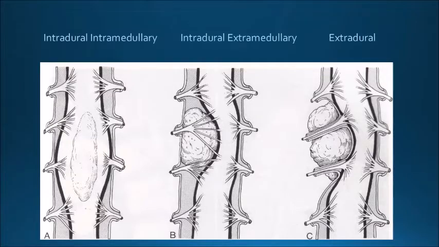So here you can see the three different types of spinal cord tumors. On the right, you can see the extradural spinal cord tumors. They actually compress the spinal cord and the dura and cause the compressive symptoms over the cord. Then we have the intradural extramedullary. It again causes compression of the cord and the nerve root. And then in the last, we have the intradural intramedullary, which actually arise within the spinal cord and cause the neurological deficits.